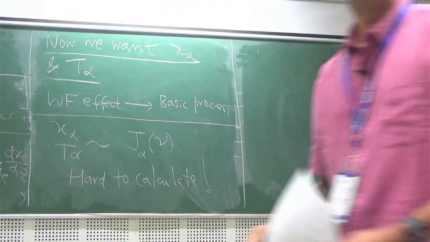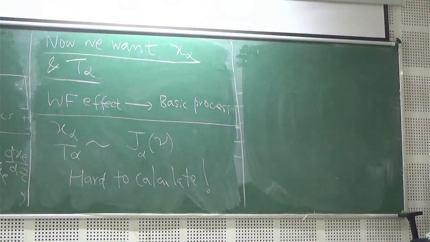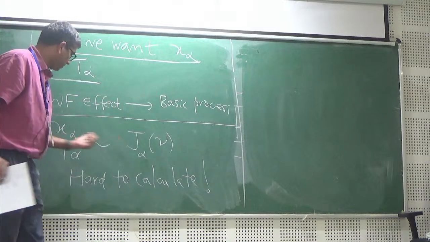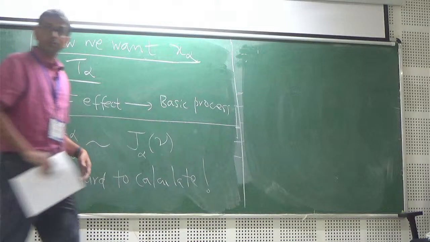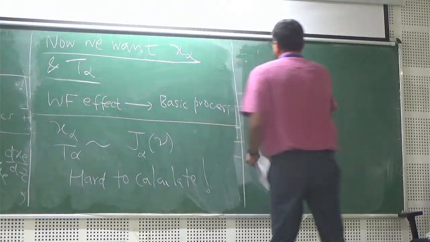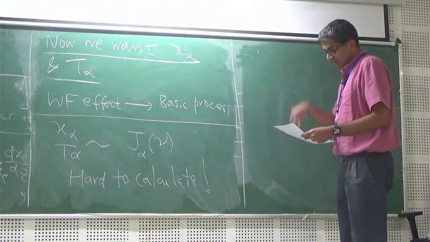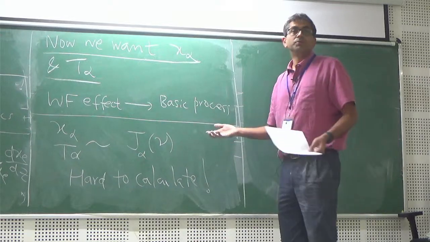So let us try to compute J alpha. Let us see what is involved when we try to. The promise is once I can write J alpha, I should be able to write X alpha using the expressions that Kahneman wrote down, which I will write down again. Okay. So how do you compute J alpha?